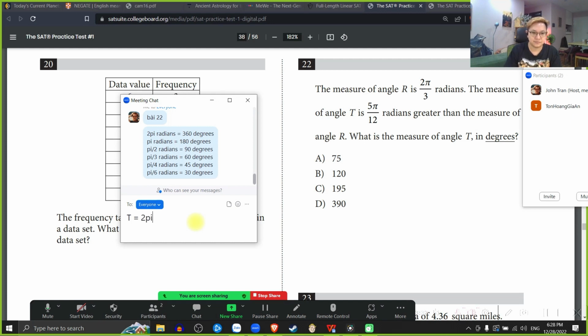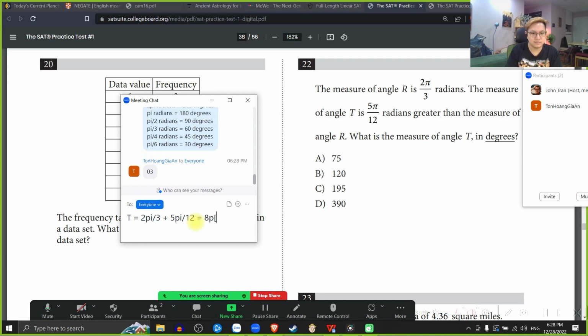So T equals 2 pi divided by 3 plus 5 pi divided by 12. So you should arrive at 8 pi divided by 12 plus 5 pi divided by 12.